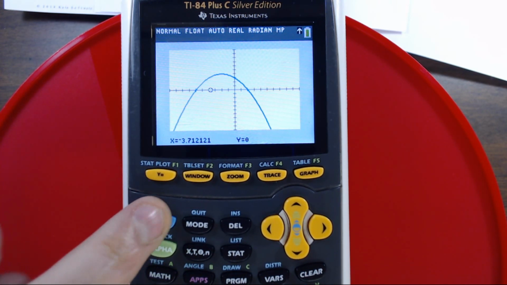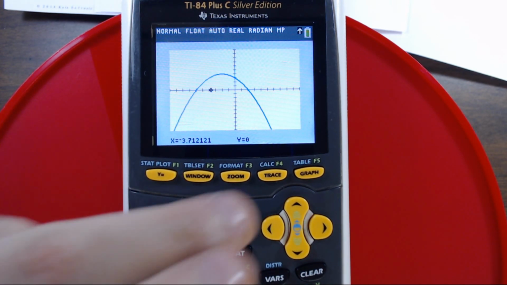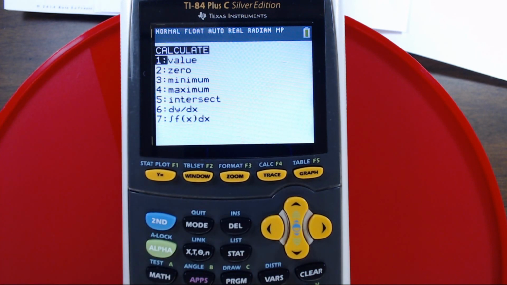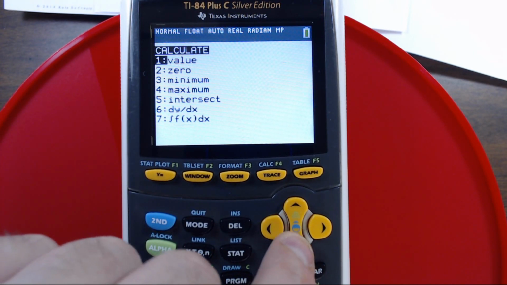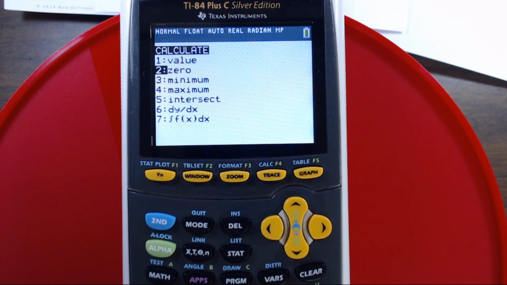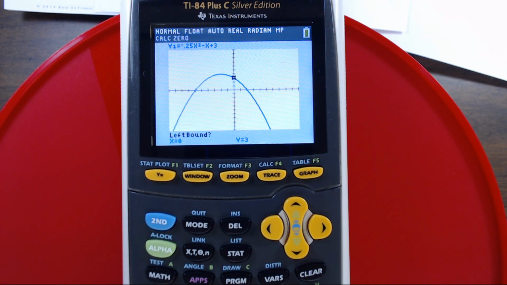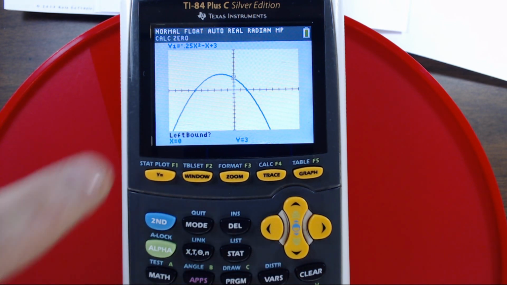Hit second, and then hit trace. Now we were told find all real roots. Okay, that's another way of saying find the zeros. So I need to go down to 2 and hit enter. Now it's going to place your cursor on the y-intercept, and it's asking you, look over here at this question. Left bound.